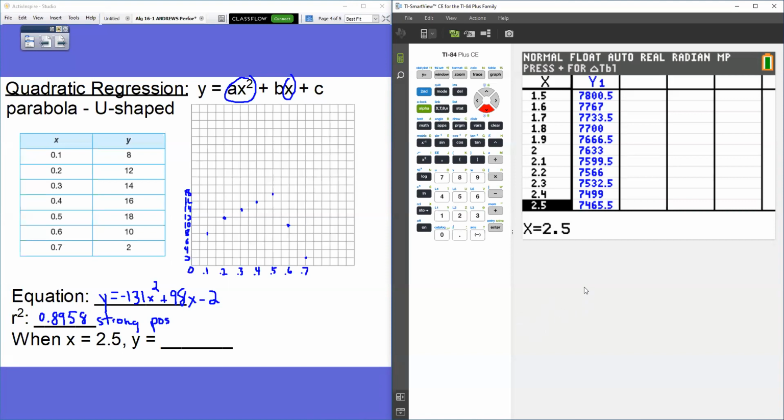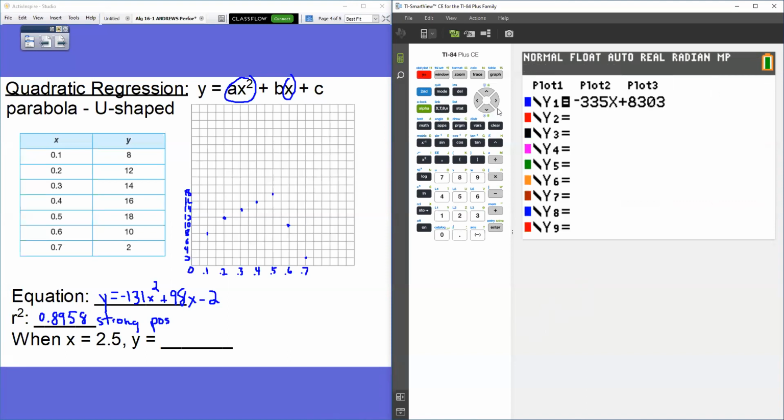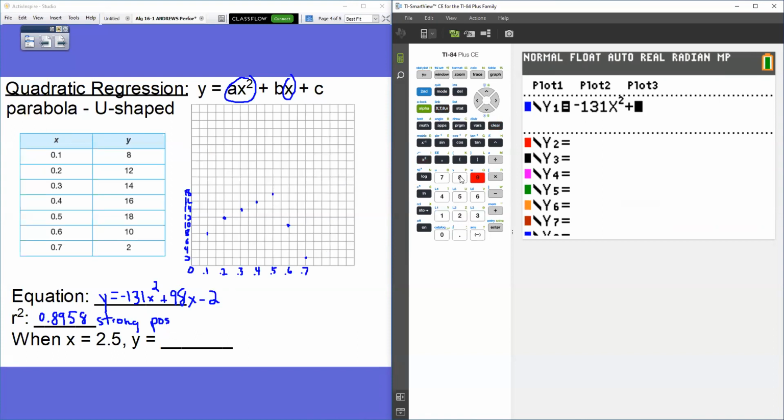So 2.5 is, that's not the number that I have on here. Oh, duh, because I forgot to type in the equation. Make sure that you go back to y equals and type in the equation, because that was the equation for the previous problem. So we have to type in this equation: negative 131x squared plus 98x minus 2. Make sure that you type that in. Don't make that same mistake that I just made.